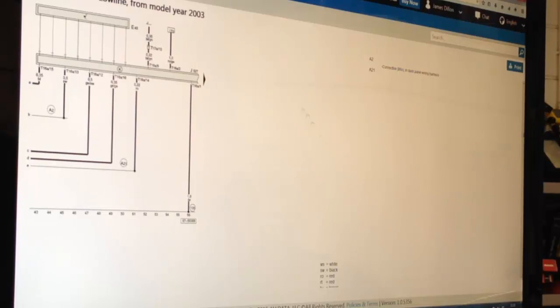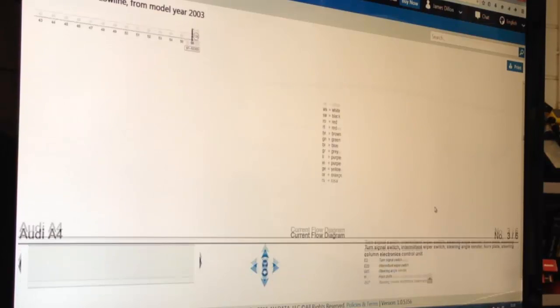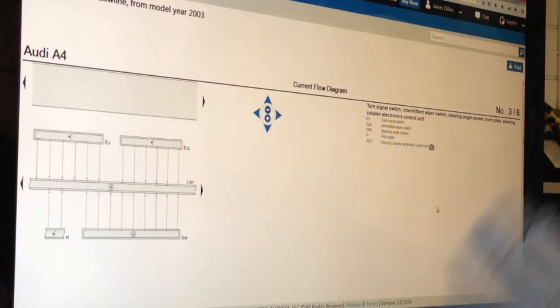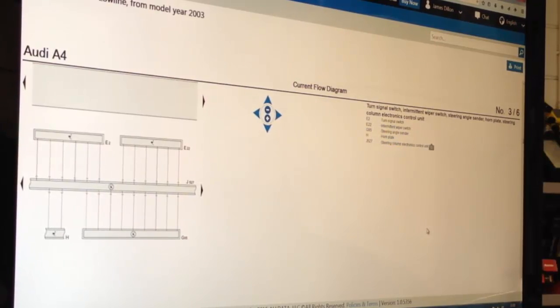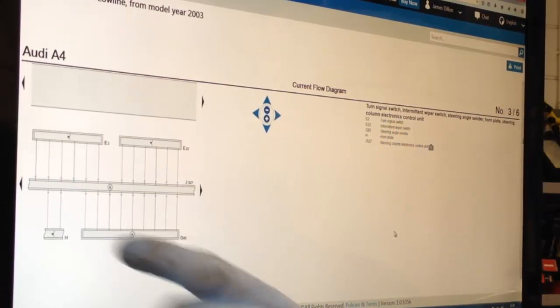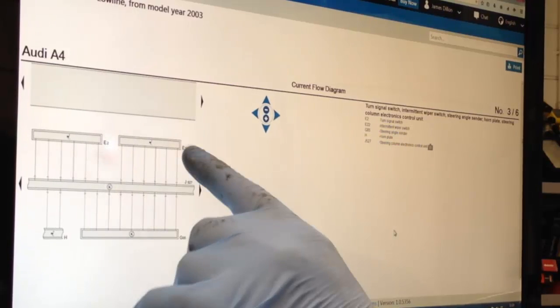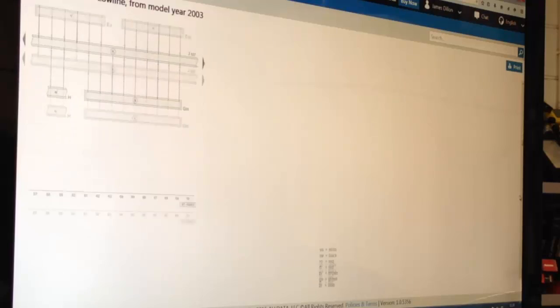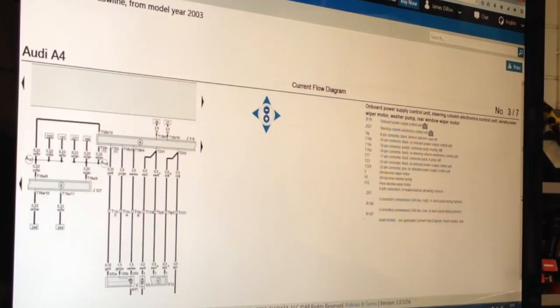So let's have a quick look down and see where else we've got connected, because it could be the unit itself, but with several units offline, we would anticipate it could be power, ground or communication. Let's have a look. G85 steering angle sensor, E2 turn signal, E22 intermittent wipe switch. So all of our switches that aren't functioning are located on this diagram, which is great.